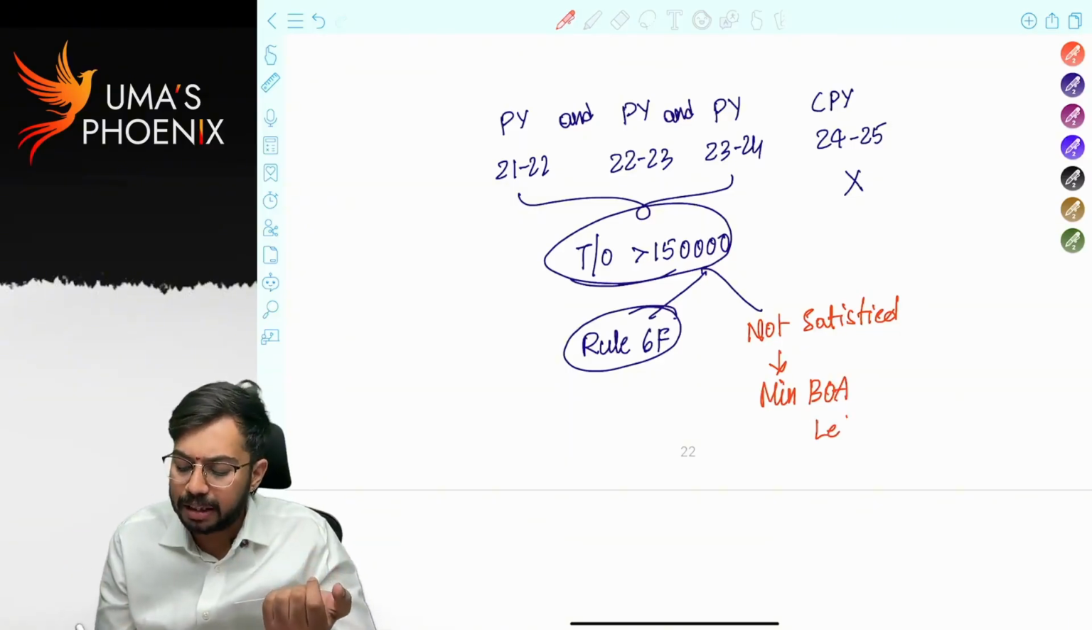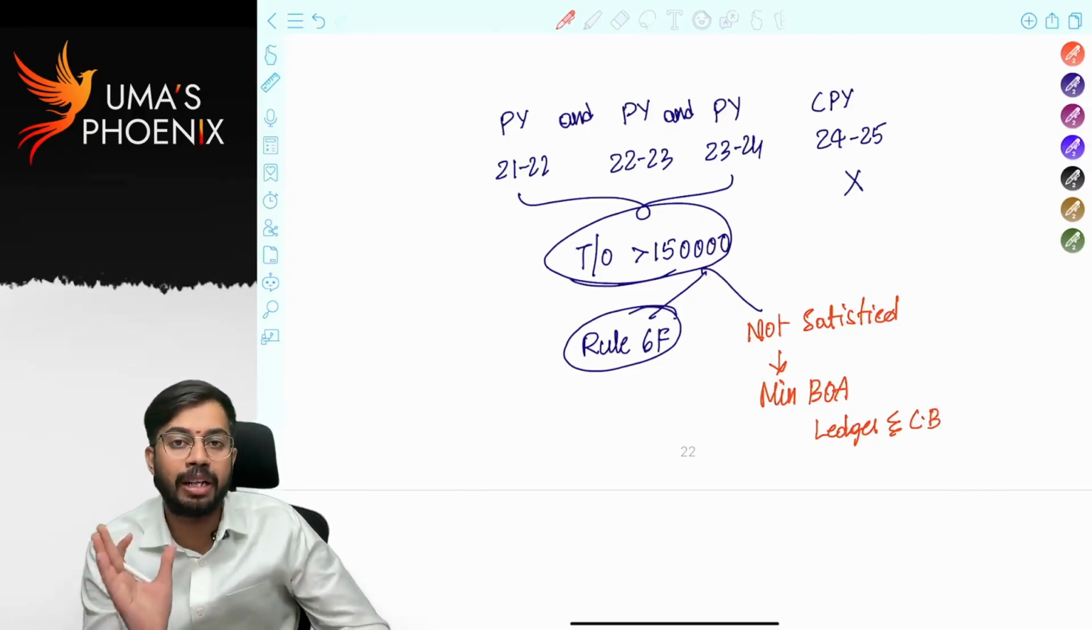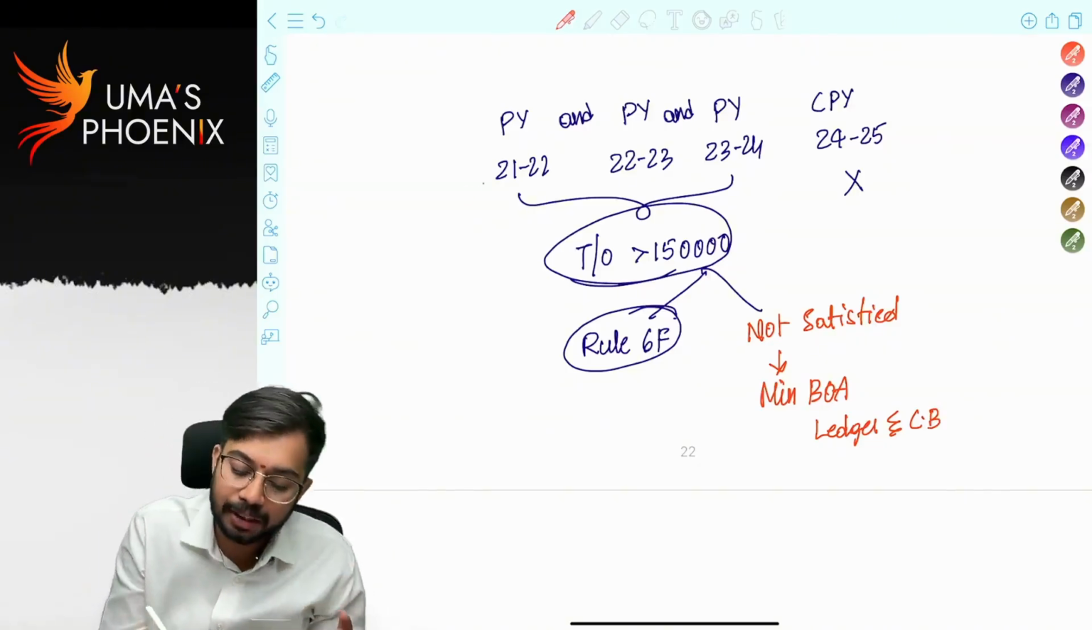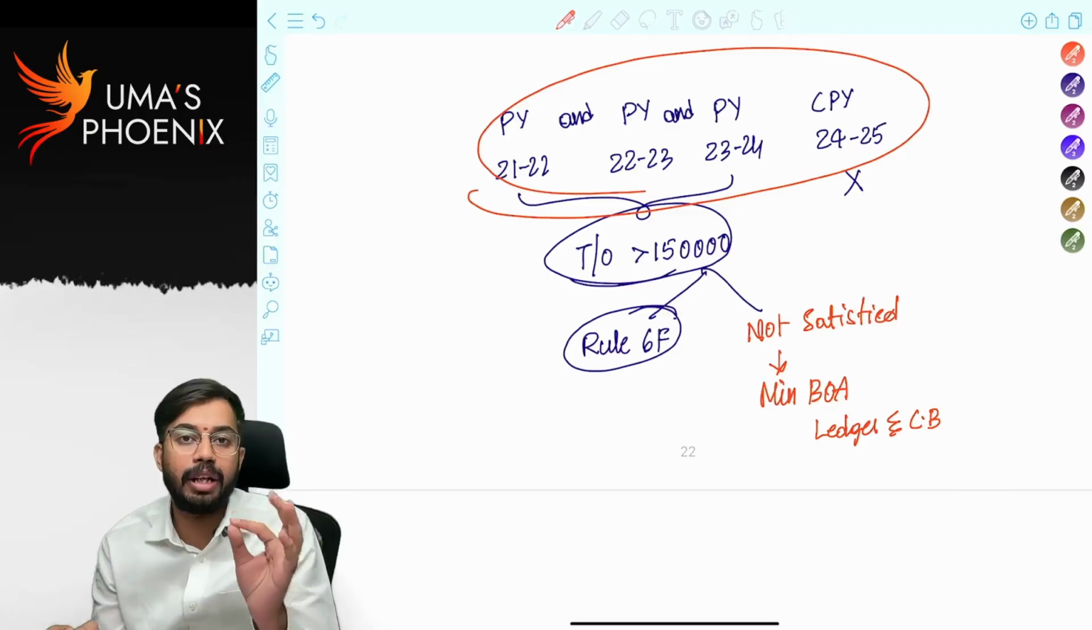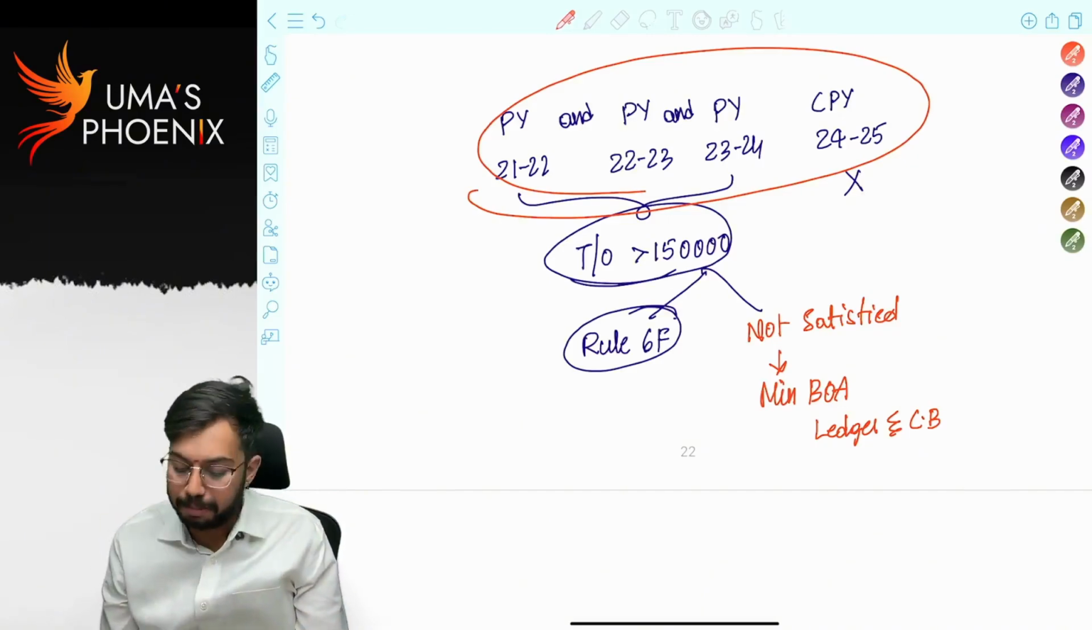Minimum books of accounts means ledger and cash book. If ledger and cash book are there, they are sufficient to the extent possible, and the Income Tax Officer can calculate the total income. So notified professionals, if they satisfy this condition, are required to maintain books of accounts as per Rule 6F. If they do not satisfy these conditions, then they are required to maintain minimum books of accounts.